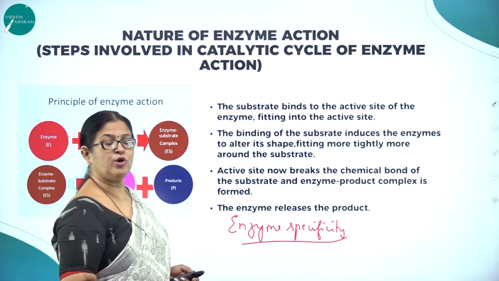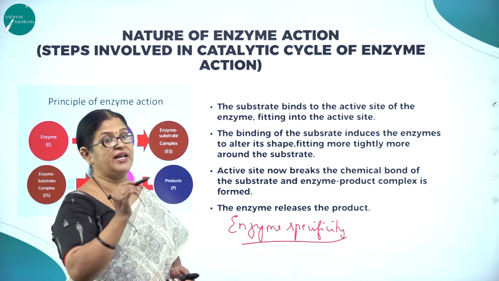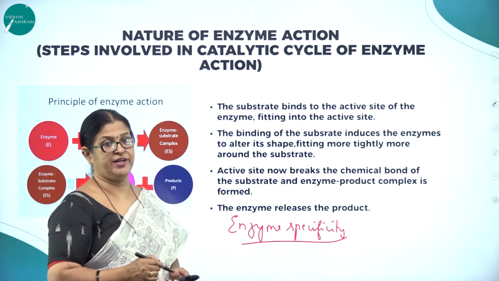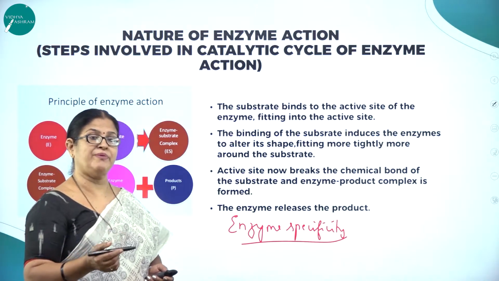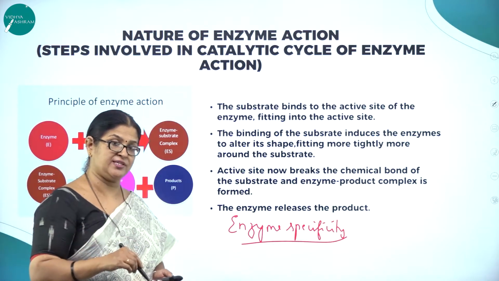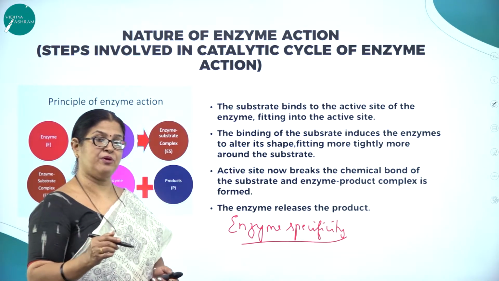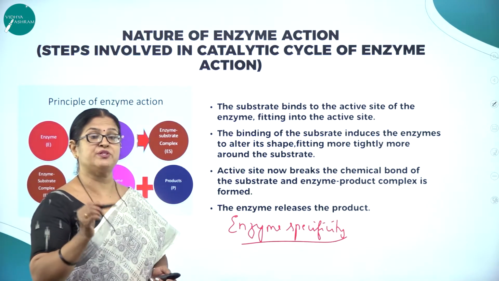Enzyme specificity. What do you mean by enzyme specificity? Enzymes are specific in acting on a particular substrate. For example, carbohydrates are acted upon by carboxylases. Proteins are acted upon by proteases. Lipids are acted upon by lipases. So that is called enzyme specificity.